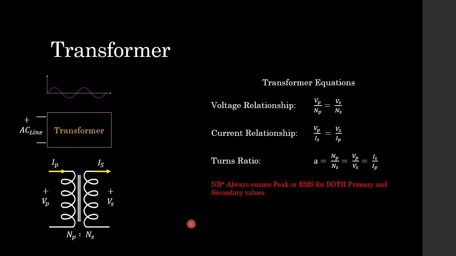Now, students, a recap on our transformer. The transformer equations, as you know, the primary voltage and the secondary voltage can be determined using the number of turns. We have a relationship between our currents and our voltages, but really the thing that you need most is your turns ratio, which gives an expression for all the variables in our transformer. And finally, remember, whenever you are doing a calculation with a transformer, ensure you are using both peak or both RMS for your primary and secondary values. Don't have one side peak and one side RMS, because that's just going to mess up everything.